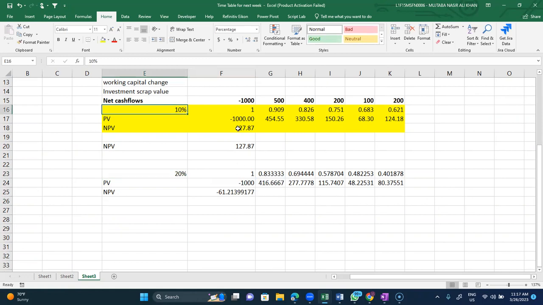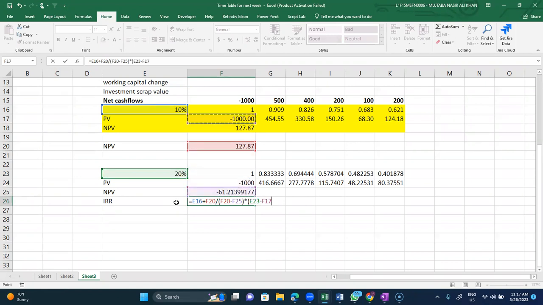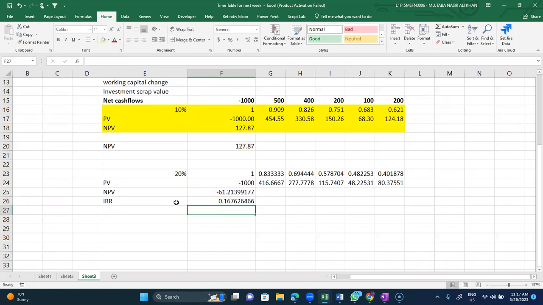Now we have 2 discount rates and 2 NPVs. Now apply the formula: IRR equals lower rate. Remember, the lower rate is 10%, plus lower rate NPV divided by lower rate NPV minus higher rate NPV, into higher rate minus lower rate. So it will take time. The answer is 16.8% roughly.